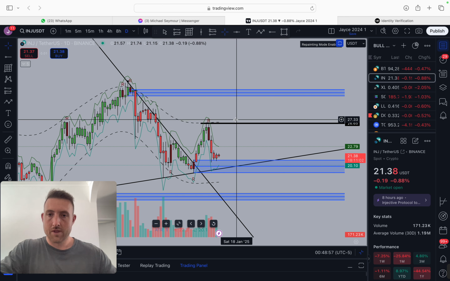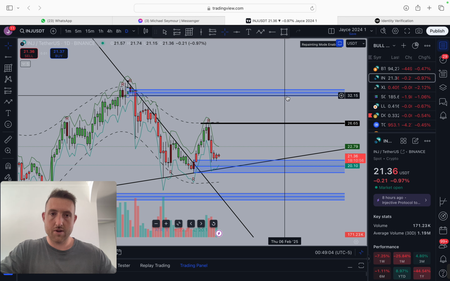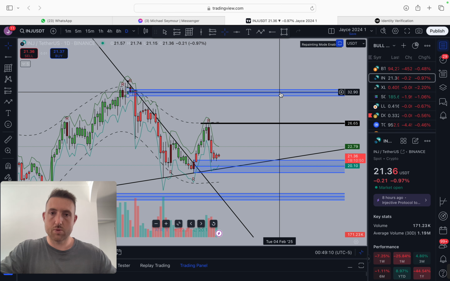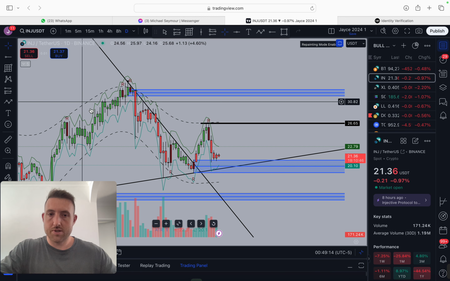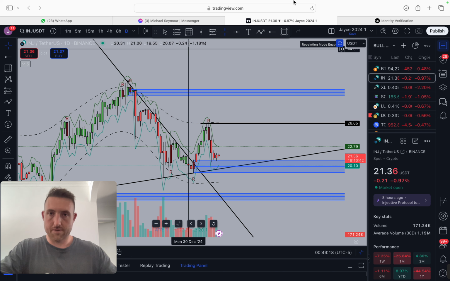So this is the INJ update. Like I said, January 25th, around that area, we should be looking to be around 32.15 to 33.46, and that's when we'll be exiting our INJ position for now until we get that break of structure, which I'll keep updated with.